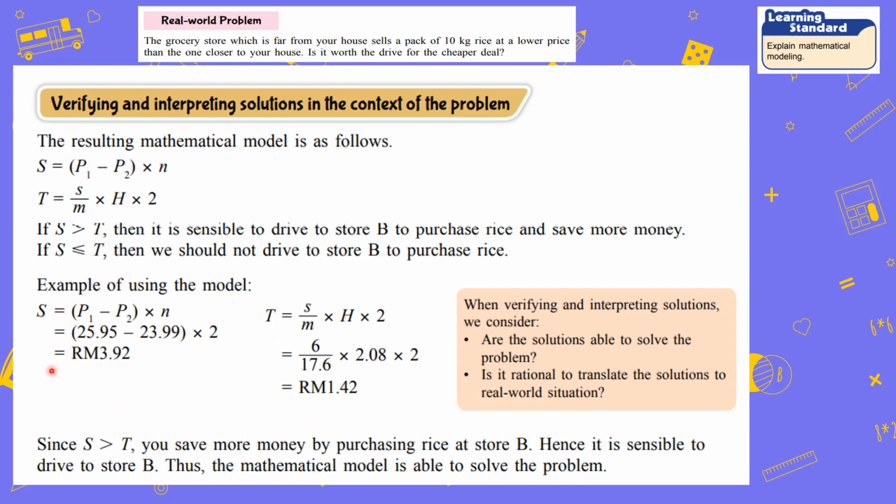So if S greater than T, of course, it is sensible to drive to store B. But if S less than T or equals to T, then we should not drive to store B to purchase rice. Since in our case S is greater than T, we save more money by purchasing rice at store B. Hence, it is sensible to drive to store B. Thus, the mathematical model is able to solve the problem.